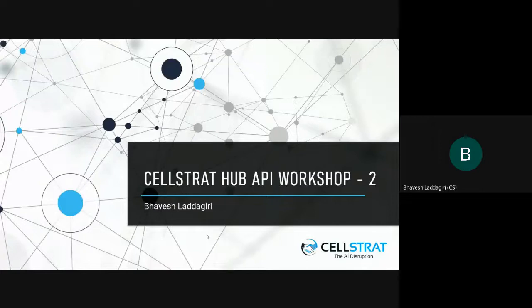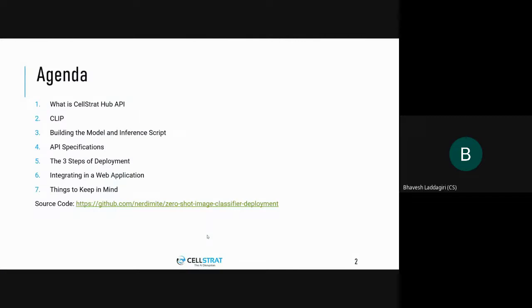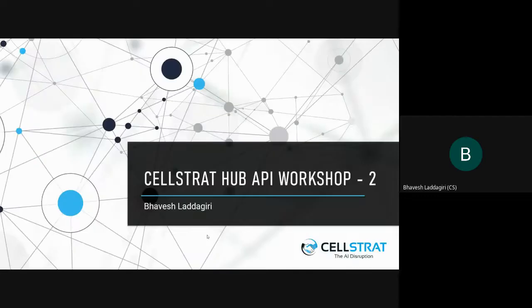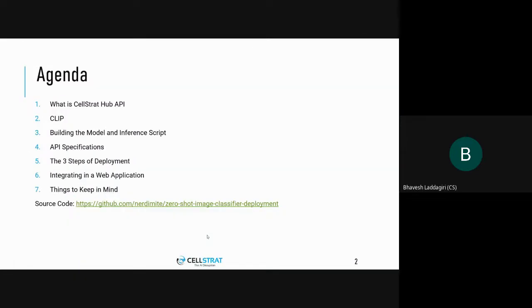This is a workshop on CellStrat Hub API, basically deploying a model as a serverless API using CellStrat Hub in very few steps. This is the second part of the series. The first part was where we deployed an NLP model. This time we'll be deploying a vision-based model. All of the sessions are standalone, so there's no prerequisite. If you haven't attended the first session, that's completely fine.